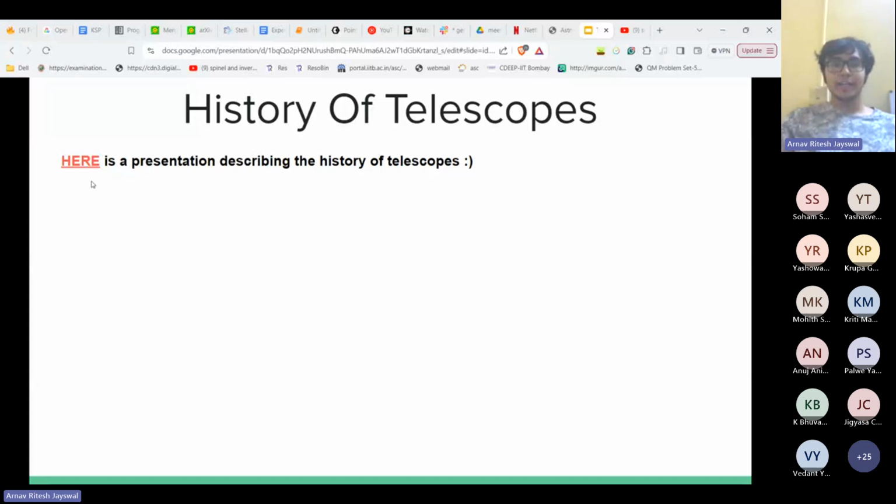So now, before we get into how telescopes work, let us have a brief look at the history of telescopes.